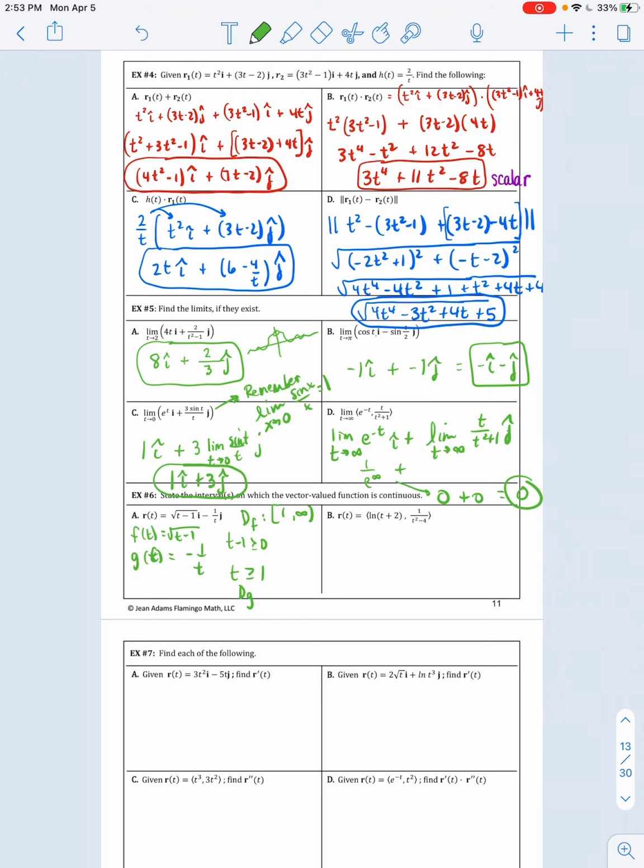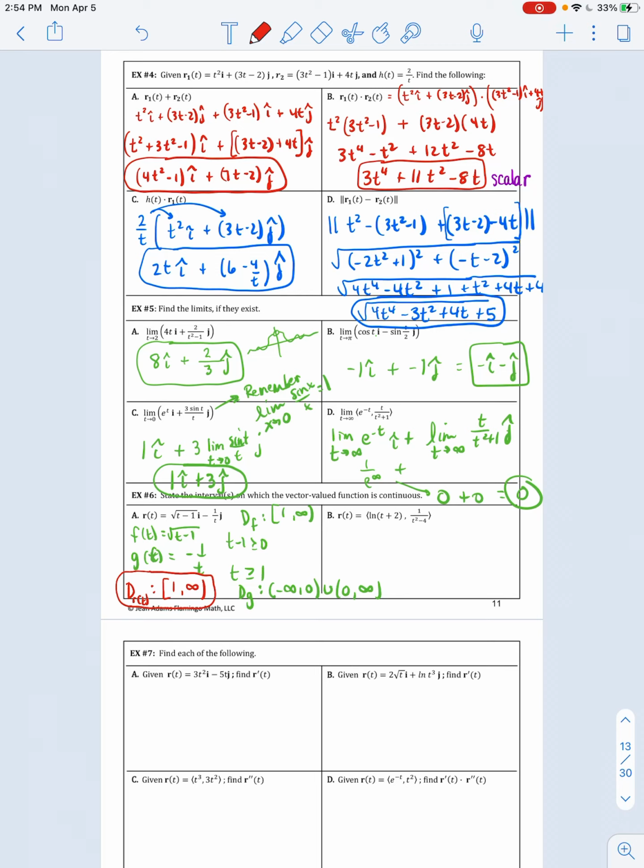You also had to find out the domain of the g function, and it looks like that's going to be negative infinity to 0, union 0 to infinity. And so if I look at the intersection of these, the domain, I'll put this in a different color, the domain of my r of t is going to be the intersection, 1 comma infinity. Inclusive.